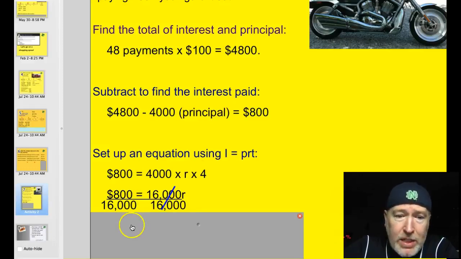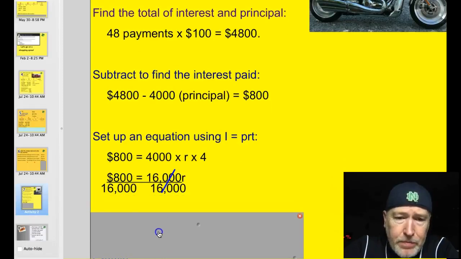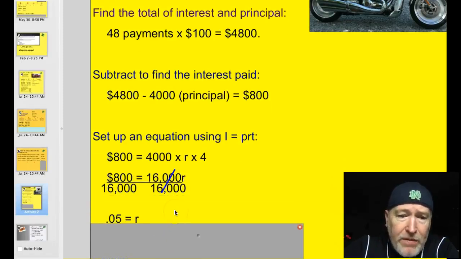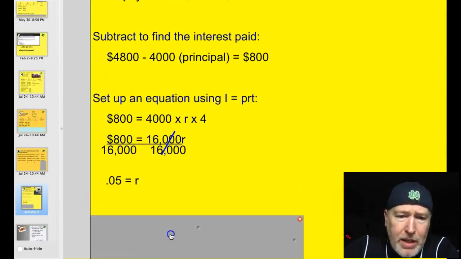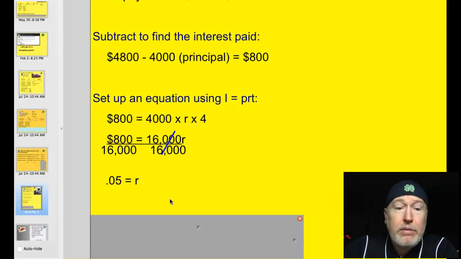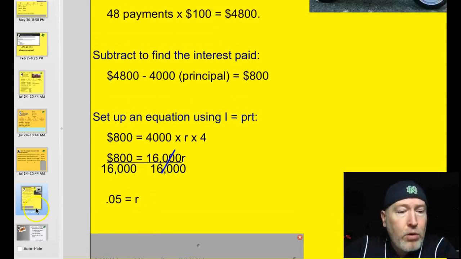Now we've got a simple one-step equation here. Divide both sides by 16,000. We end up finding that 0.05 is equal to R. What does that really mean? Well, that means that it's 5% interest he was paying. It's not a horrible interest rate, but you really should know what your interest rate is before you sign up to pay it. Because you could probably find a cheaper interest rate, maybe at a different bank or a credit union.